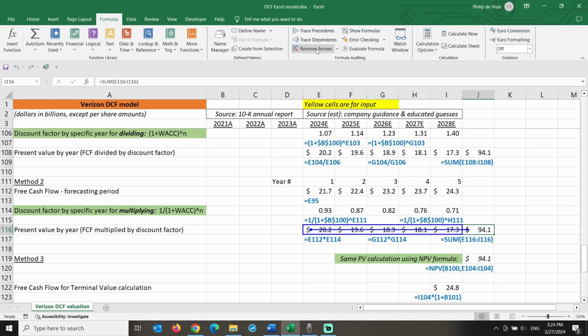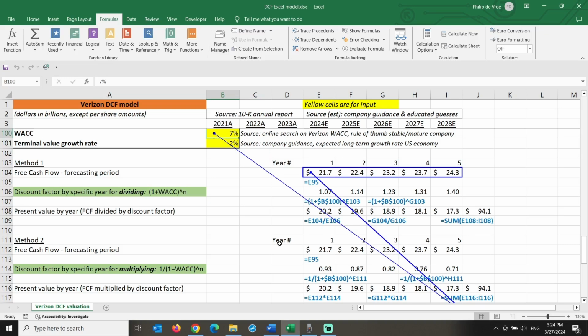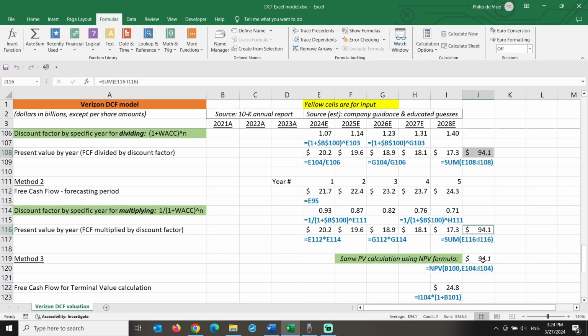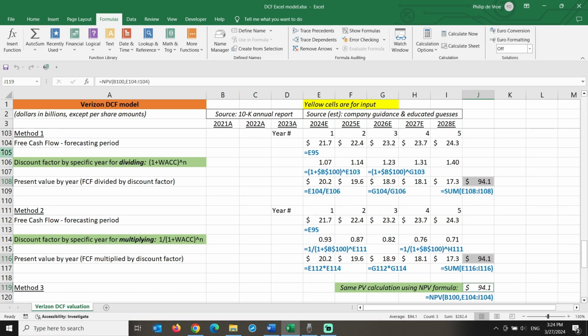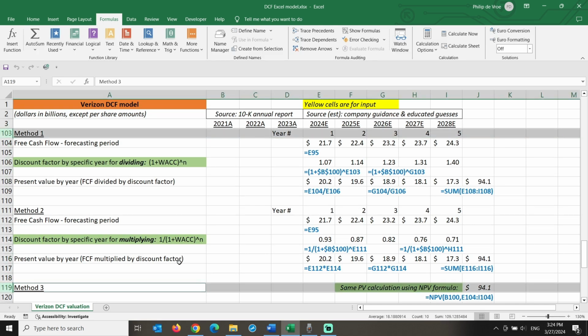Third way to do it is to use the NPV formula in Excel, which references the cell in our Excel worksheet where the WACC is located and applies it to the cells that contain the nominal, undiscounted free cash flow numbers. Guess what? Using this formula also gets us to $94 billion. I tend to put both the first and the third method in my DCF Excel models, just to make sure I don't make a calculation mistake in this very important section. Check, check, double check.